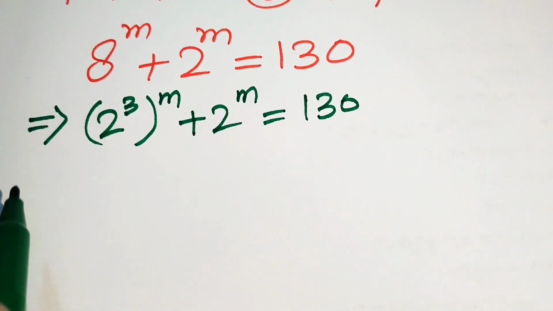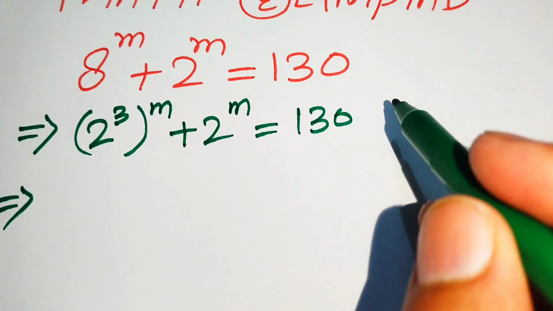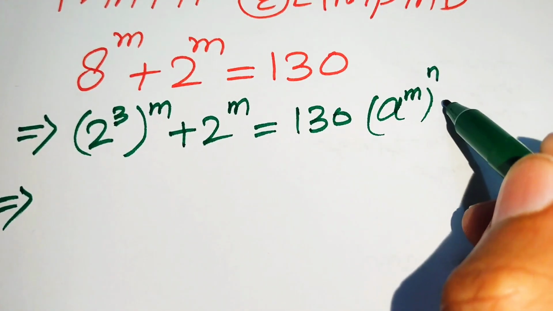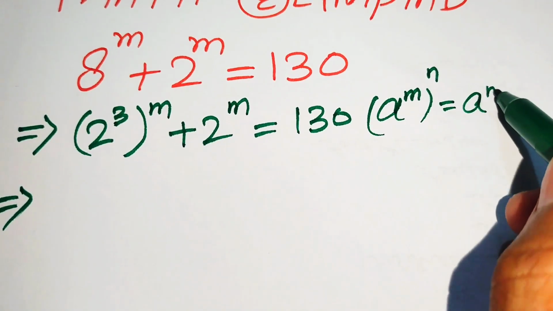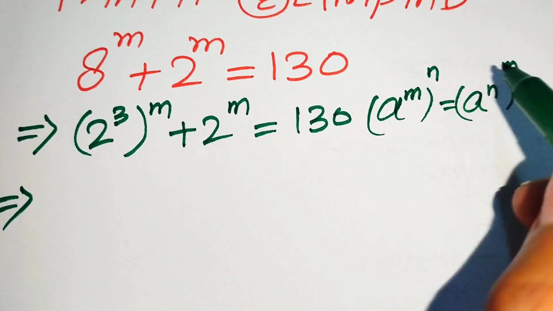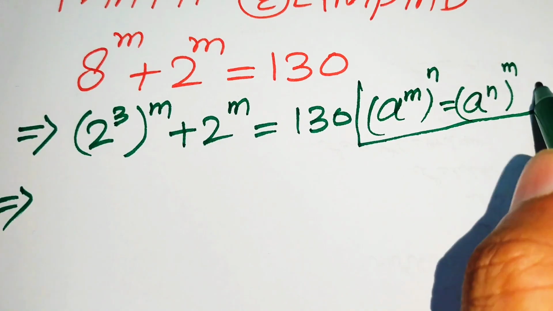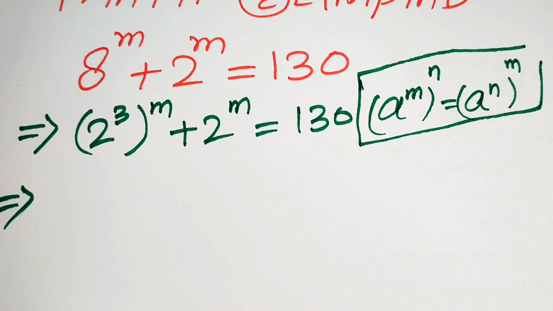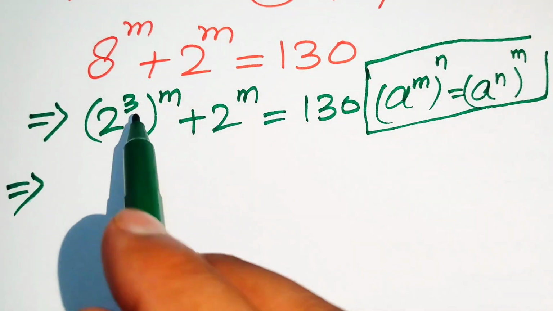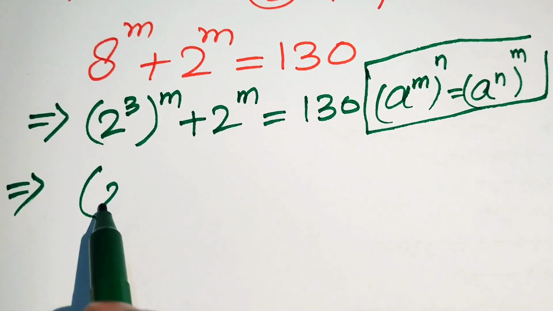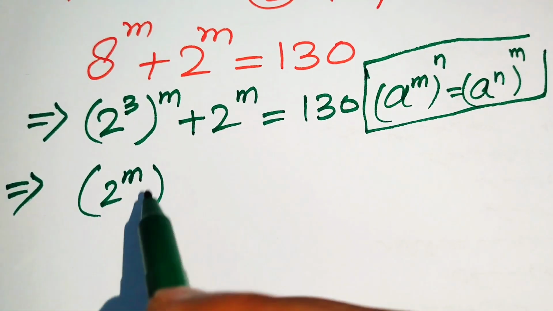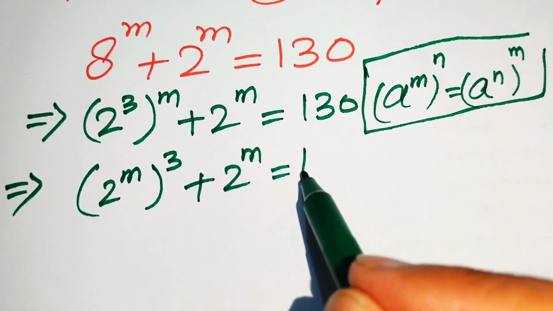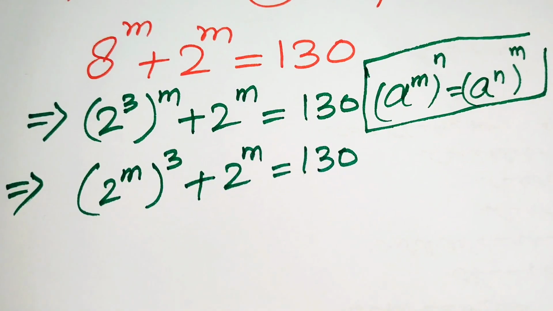In the next step, we need an exponential law. If we have a to the power of m to the power of n, it equals a to the power of n to the power of m. It means that if we interchange these two exponents, our final answer is not affected. So we interchange these two exponents, and it will be written as 2 to the power of m, whole cubed, plus 2 to the power of m equals 130.